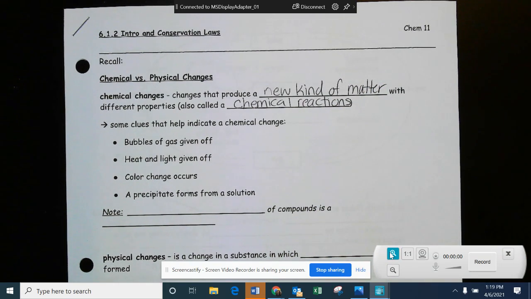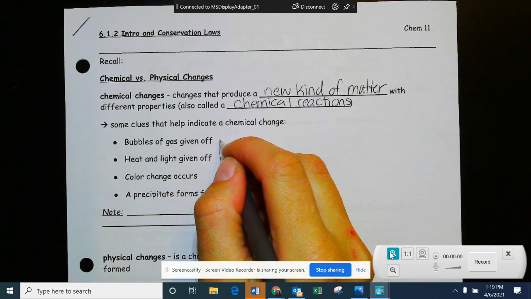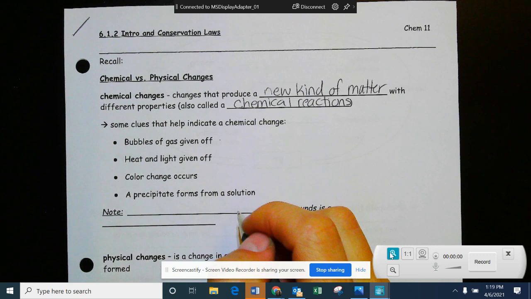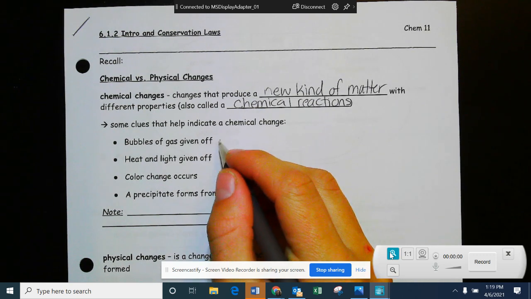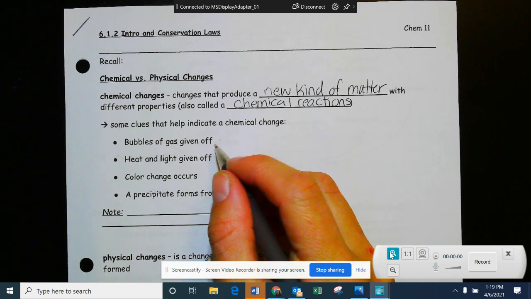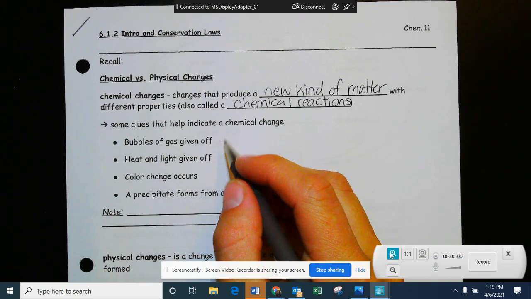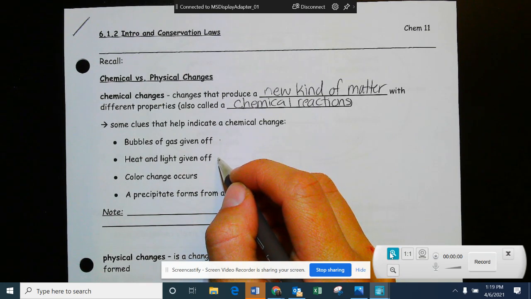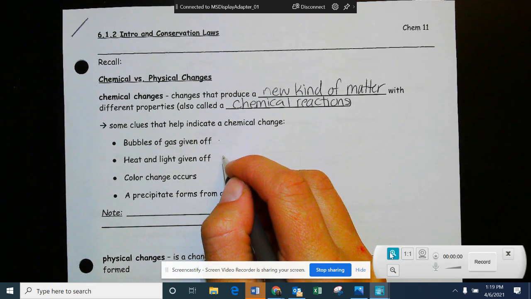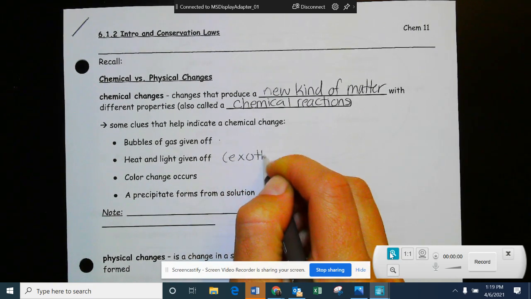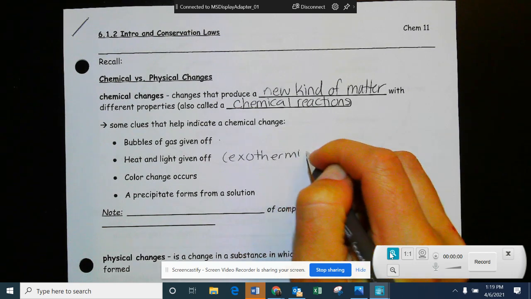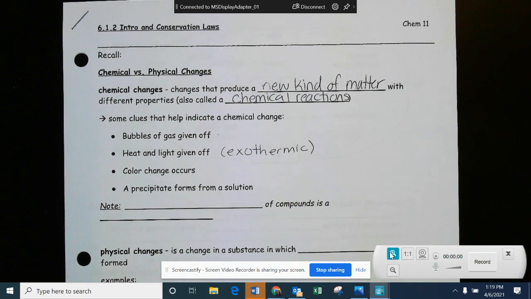So some clues that we can use to indicate a chemical change. Bubbles of gas given off, so we've got a really obvious state change, usually without changing the temperature, so this doesn't count for boiling water, for example. Heat or light are given off, so that usually means, do you all remember the word exothermic? Yeah. So heat or light are given off when reactions are exothermic. Sometimes something will cool down quite a bit when it's endothermic as well. So some kind of heat change.